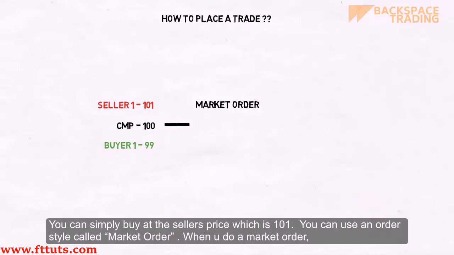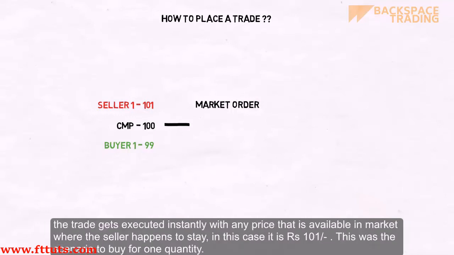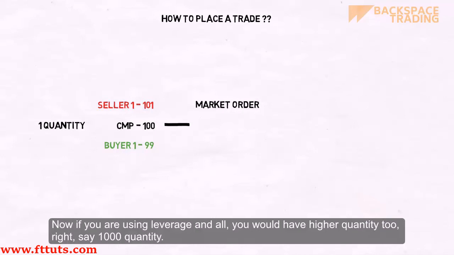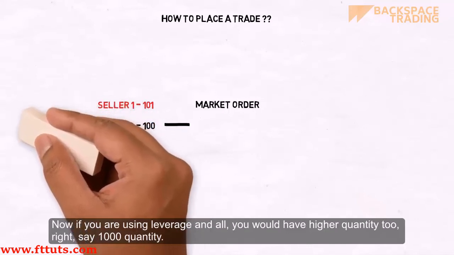When you do a market order, the trade gets executed instantly at any price that is available in the market where the seller happens to stay. In this case, it is 101. This was the scenario to buy one quantity. Now if you are using leverage, you would have a higher quantity too, right? Say 1000 quantity, for instance.